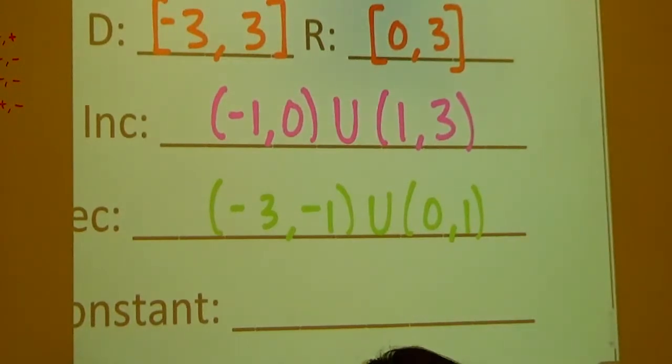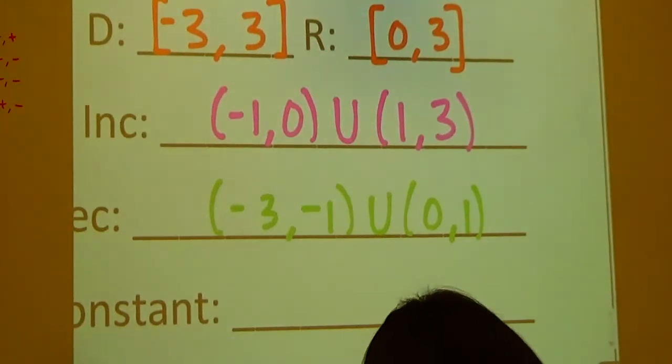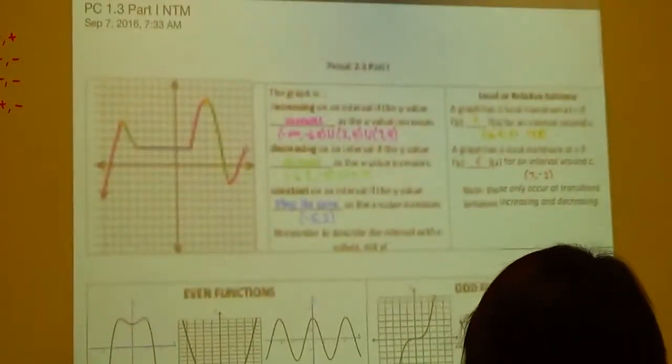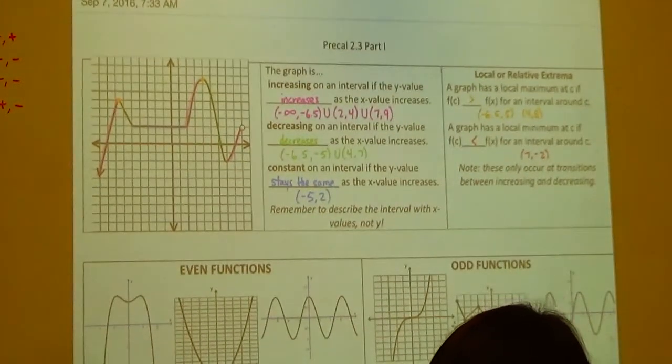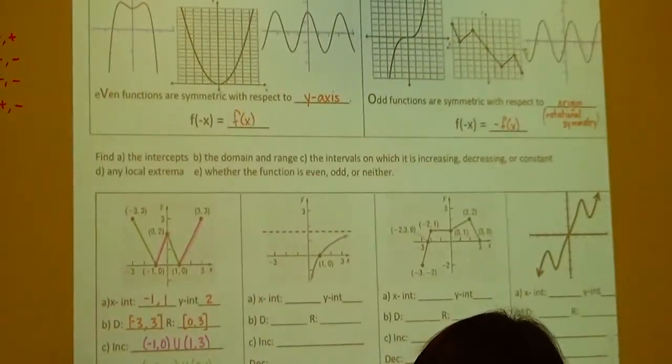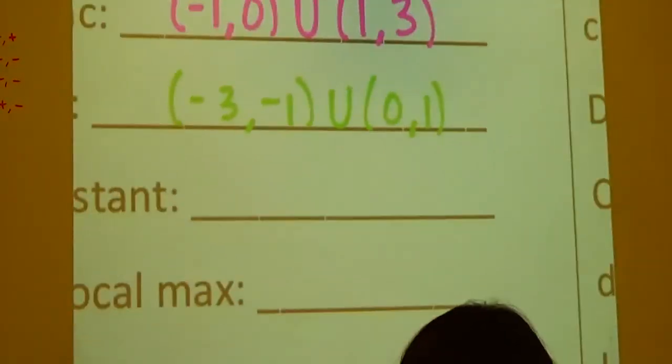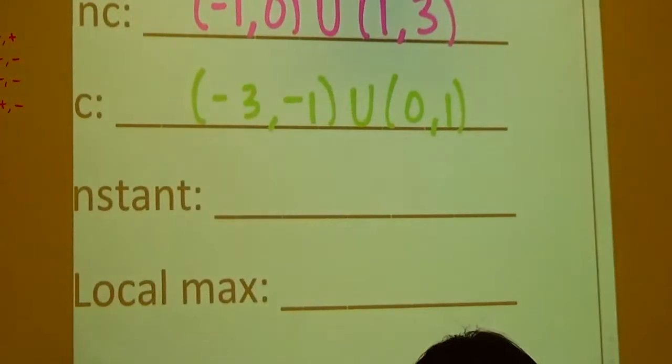Remember, you put that U in the middle if we have more than one interval that matches whatever you're doing, increasing, decreasing, or staying constant. Do we have anywhere where it's constant in this graph? No, we don't. So I'll just draw that. Or you could say none.